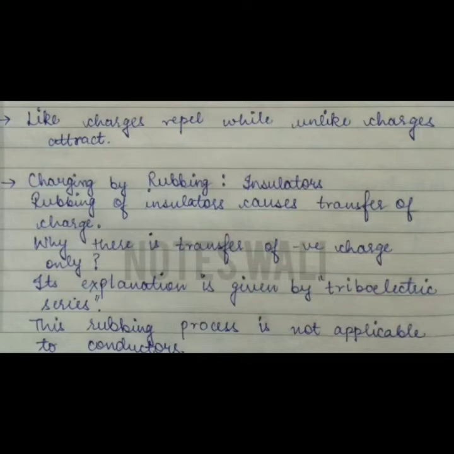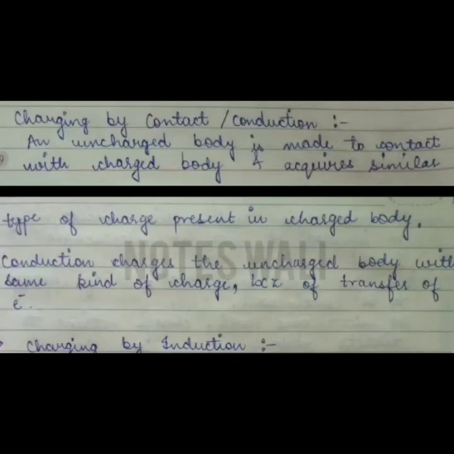And this rubbing process is not applicable to conductors, because in insulators when a charge is transferred it stays at the same place, whereas in conductors it flows away. Next is charging by contact, which is also called conduction. Conductors are those objects which allow electricity to pass through them very easily, which is due to the movement of free electrons through them.